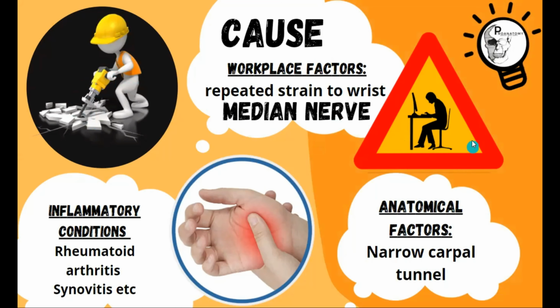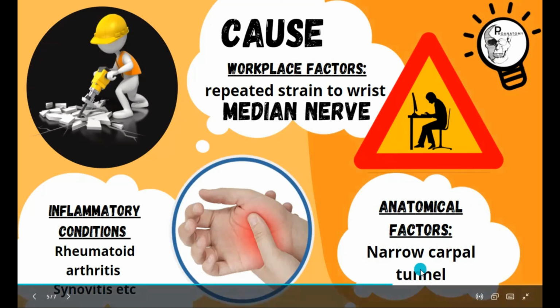Similarly, people who do computer jobs have repeated strain occurring to their wrist due to typing, using the mouse, etc. That can also be a precipitating factor which causes inflammation of the wrist joint, thereby causing median nerve compression and CTS. And we have anatomical factors, where congenitally some people will have a narrow carpal tunnel compared to normal individuals, and that in turn can also be a case where CTS can happen.